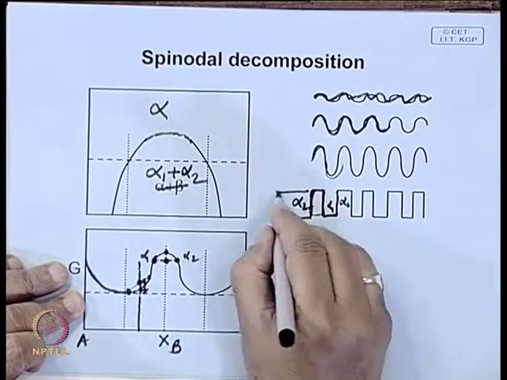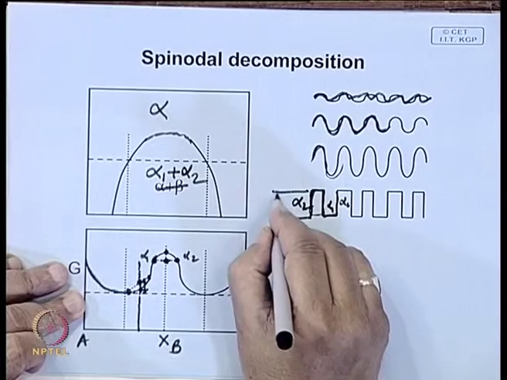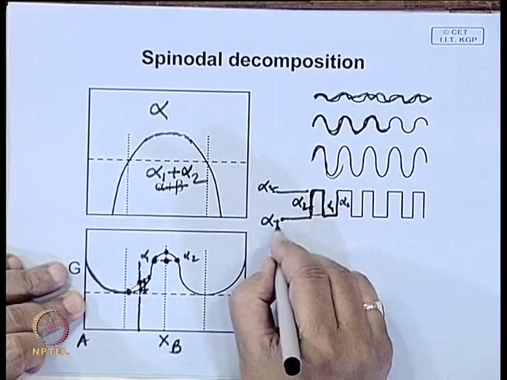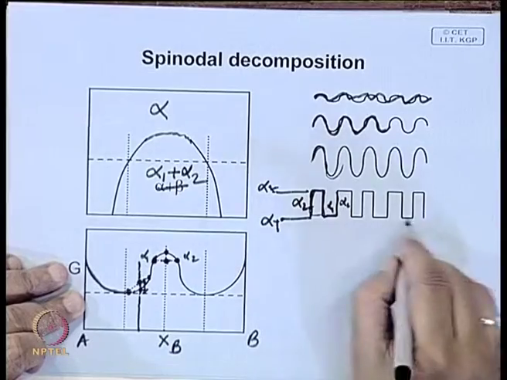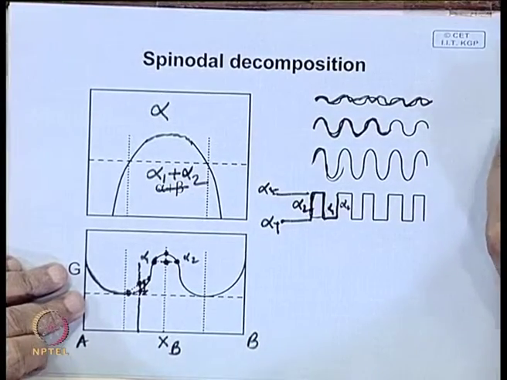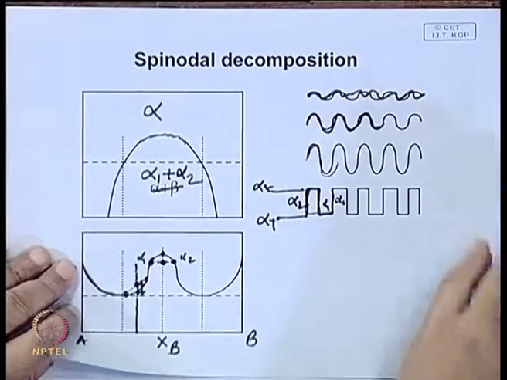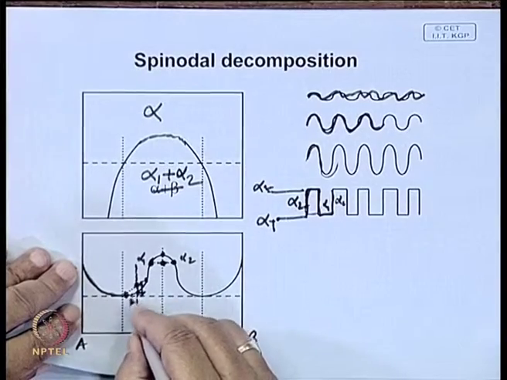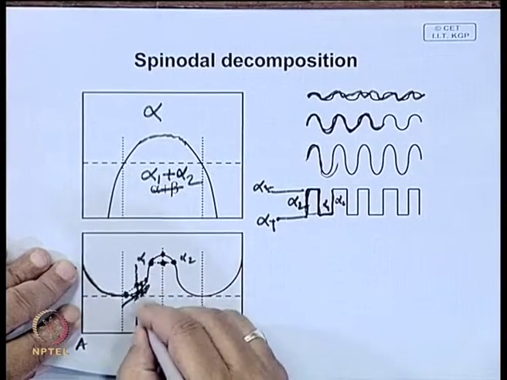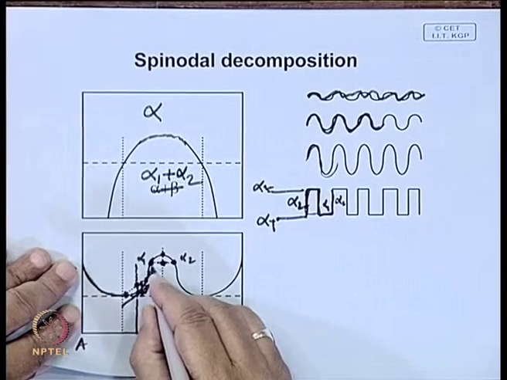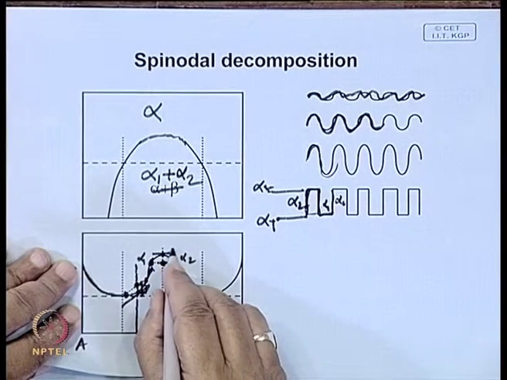So, this corresponds to one composition, this corresponds to alpha 2, this lower one corresponds to alpha 1. So, what is the advantage of this precipitate? If such small fluctuations can form into a precipitate, it will be a homogeneous precipitation, you will have uniform precipitate all through the matrix. And you can easily show the condition under which this takes place. If you look at the slope of this curve, the slope here is increasing, somewhere in between it becomes maximum, again the slope comes down.